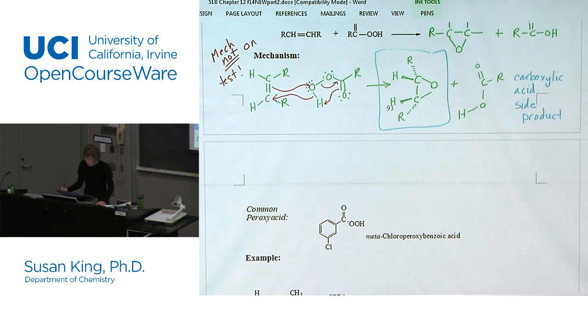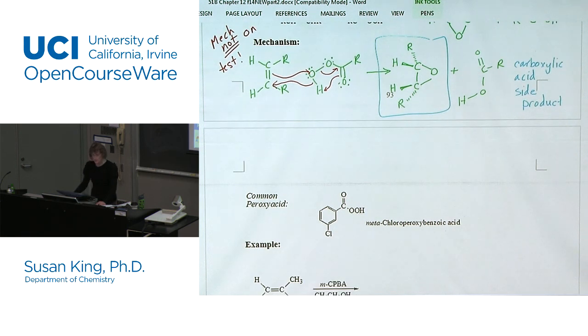All right, the most common peroxy acid is metachloroperoxybenzoic acid, and this is the only one that I will use. What I like about this one, it's the most common one, and it has a nice little abbreviation, MCPBA. You can use the abbreviation.